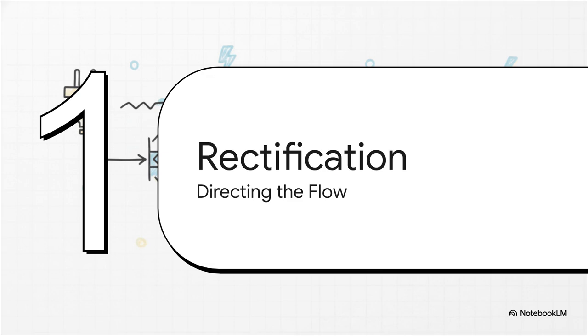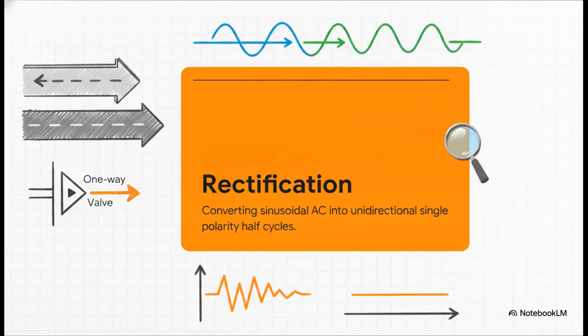Section 1. Rectification. Directing the flow. So our first major challenge after stepping down the voltage is stopping that back and forth flow of AC. Because our devices don't want alternating current, they absolutely need direct current. We have to force the electricity to move in only one direction.